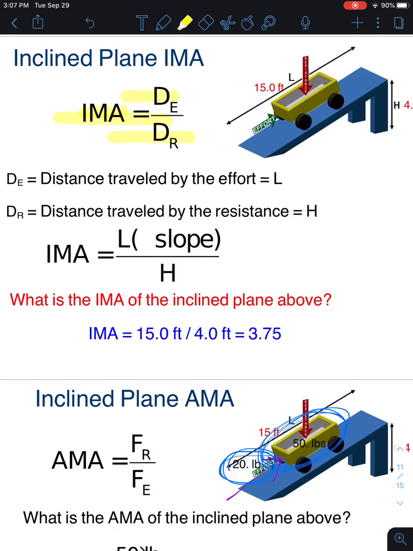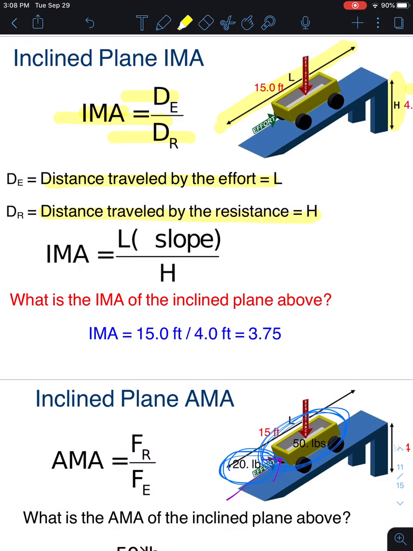In this problem, it tells you that your distance of your effort is the distance traveled by the effort. So in this case, you're shown that it's 15 feet that you have to push this cart up this ramp to get it to the top. The distance traveled by the resistance is the distance that, if you didn't have the ramp there, how far do you really want to move the cart? You're shown that it's 4 feet, the height of the ramp. That's like if there was a truck sitting at the top of the ramp. If you were strong enough, you could lift that cart right up into the bed of the truck. So that's how you calculate the IMA.